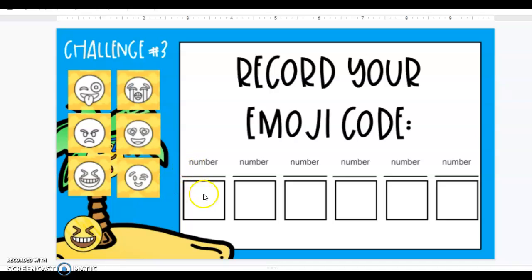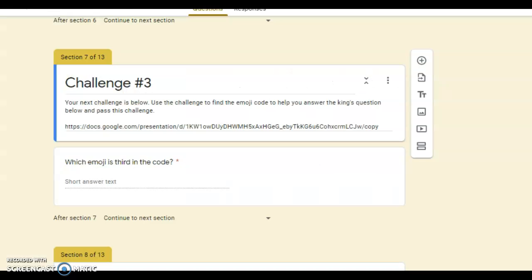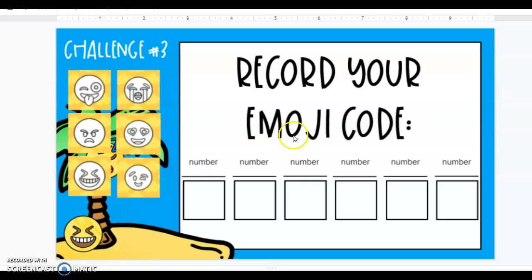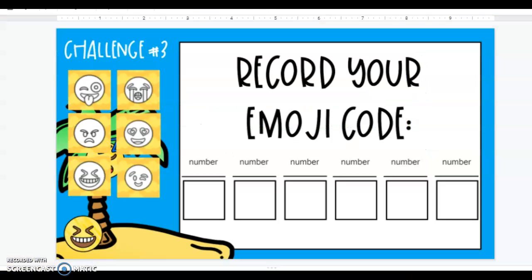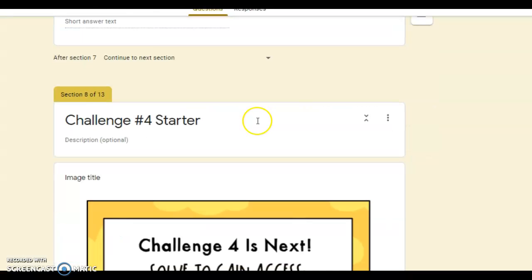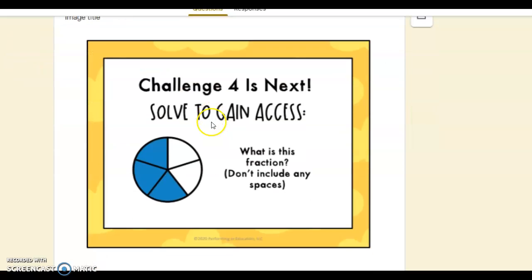Remember, you're going to type the number that corresponds with that emoji, and you're putting them in order from least to greatest, okay? Then you're going to go to your Google form. Which emoji is third in the code? You're going to type the answer you got with that one. So 1, 2, 3, whatever number you got right here is what you're going to type in your Google form. When you get that Google form, it's going to take you to number 4, starter.